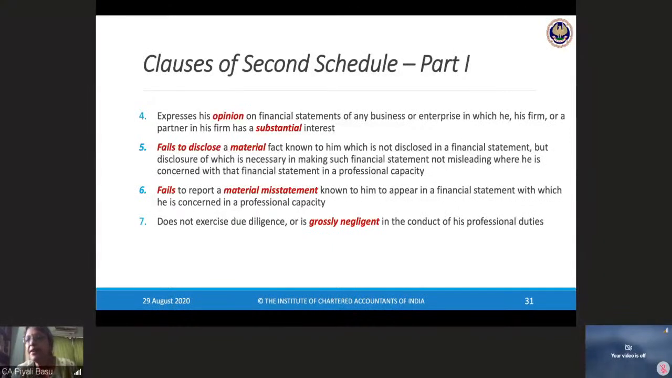Take some examples, like a director who is non-whole time and not a managing director; he is a part-time director there. And he is also having a certificate of practice, and he is a practicing chartered accountant. He should not be giving any opinion on the financial statements that the firm is working on.